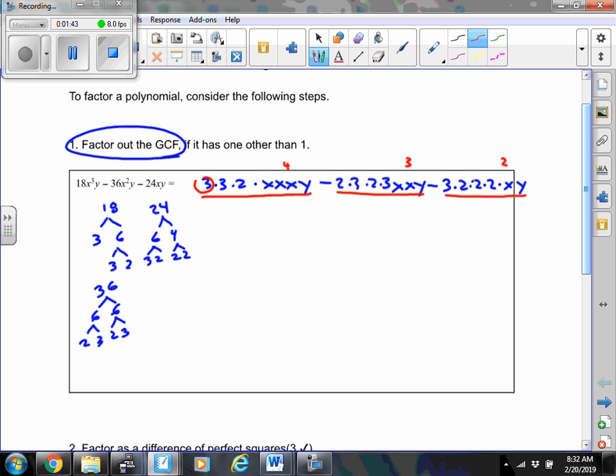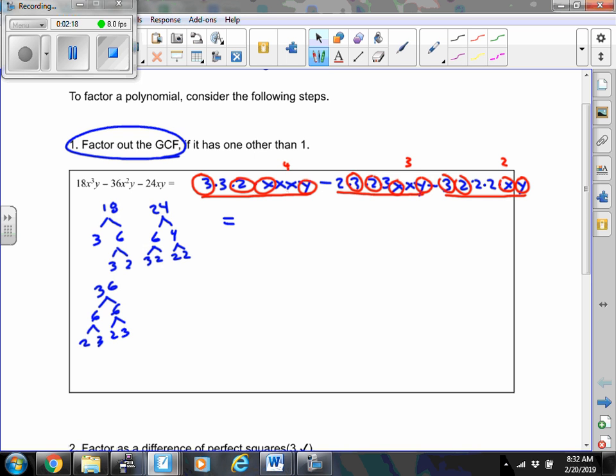We got a pair of 3s maybe? Nope, not a pair of 3s. All we have is 1, 3. And let's see, there's 1, 2. And then we have an x. And then we have a y. So my common factor is 3 times 2 times x times y.